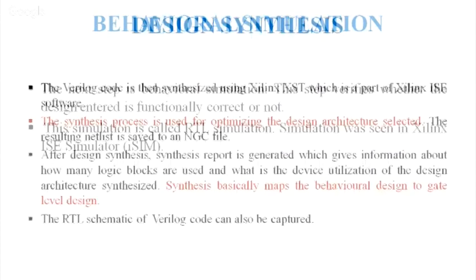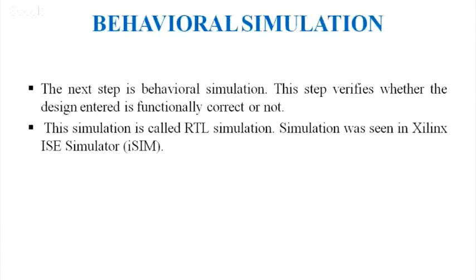Now, the second point is, after writing the code, we check its behavior. To check the behavior, we need simulation. Behavior simulation is the next step. In this step, we verify whether the design entered by us is functionally correct or not. If there is some error, then it shows the error. We can show the RTL view in this step.